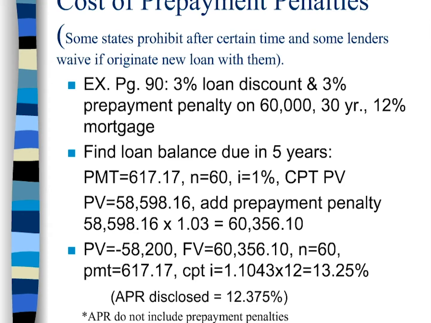So again, the bank would say it's 12% compounded monthly. They would have an APR that's disclosed at 12.375, but we would actually end up paying, if we paid this loan off at the end of the 5th year, 13.25. Okay, so APRs do not include prepayment penalties ever. They just assume that you would not do it. So the APRs will include closing costs and points, but they will assume that you hold the mortgage to maturity. So they don't take into account that you may pay off early, and they don't take into account prepayment penalties.